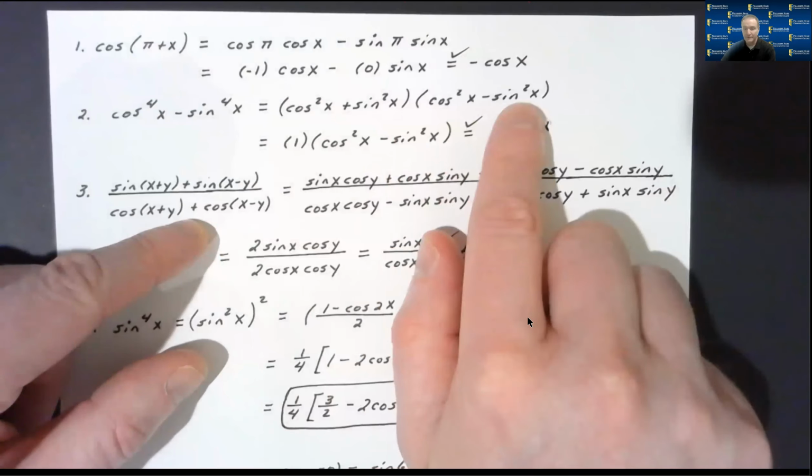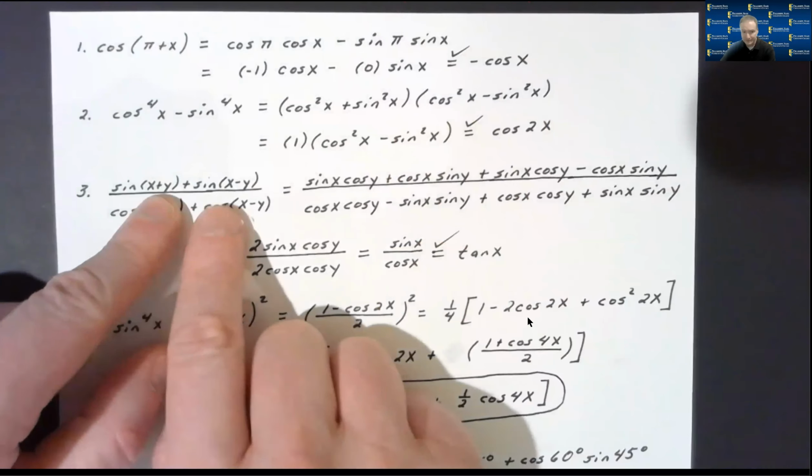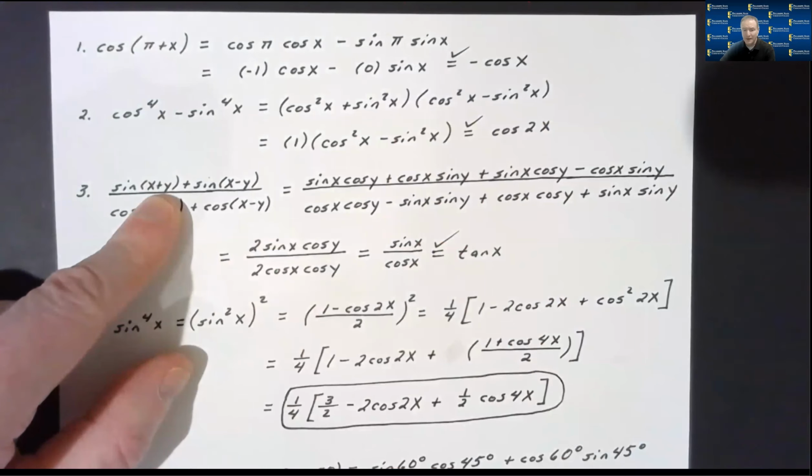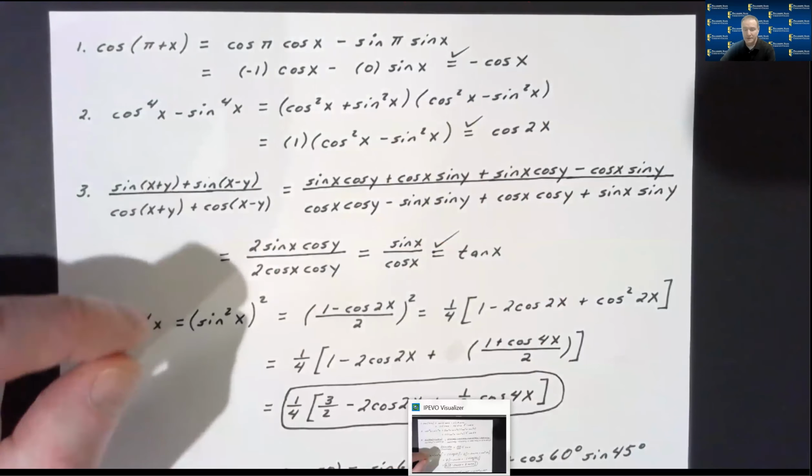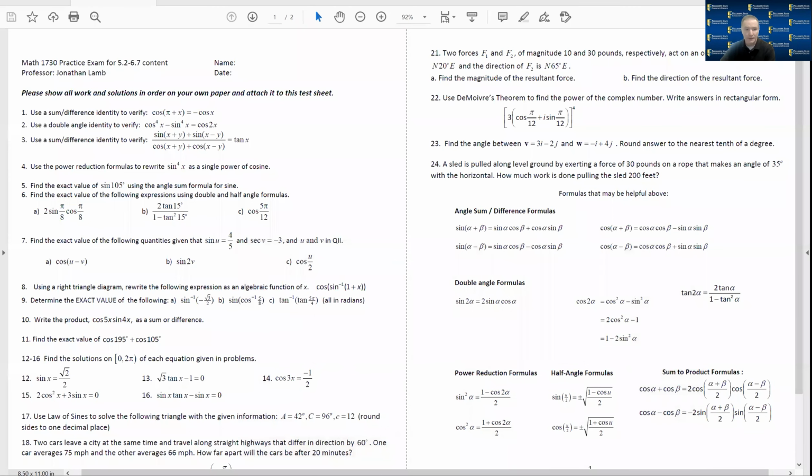So verified. And the next one is giving us a function with a bunch of different sums and differences going on within the angle. Notice I have to verify the sine of x plus y plus the sine of x minus y, all over the cosine of x plus y plus the cosine of x minus y. And we're supposed to show that this is equal to the tangent of x, which I'm thinking in the back of my mind, well, of course, that's sine x over cosine x.